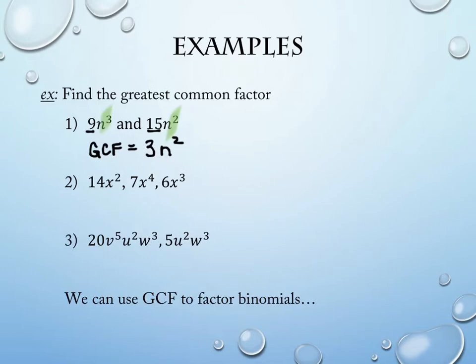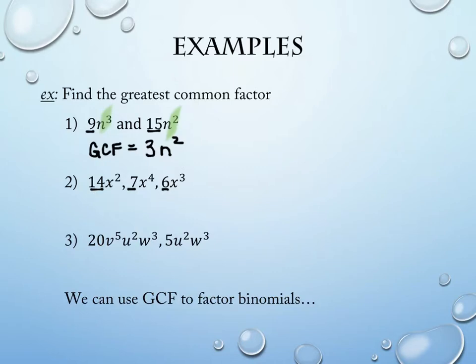Let's try the next one. I said it was 2 or more, right? So this one has 3 numbers, or 3 terms with it. 14, 7, and 6. What's the biggest thing that they have in common with the number parts? What is it? They don't have anything but 1, right? If I looked at 7 and 14, they'd have a 7, right? If I looked at the 14 and the 6, they'd have a 2.